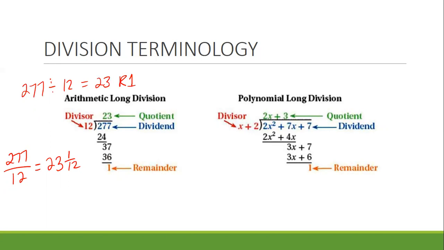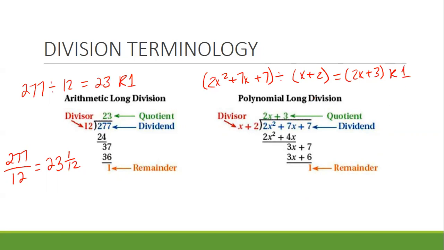Now we're going to take it from elementary over here to Algebra 2. In Algebra 2, we're still doing the same thing. The names are still there, and as you can see, we still follow the same process. We have our dividend, which is now a full polynomial: 2x squared plus 7x plus 7 divided by x plus 2. And then we have our quotient equals 2x plus 3, and we have our remainder of 1.